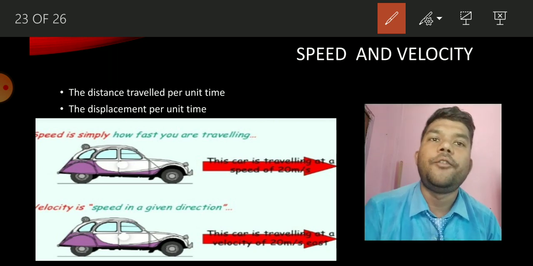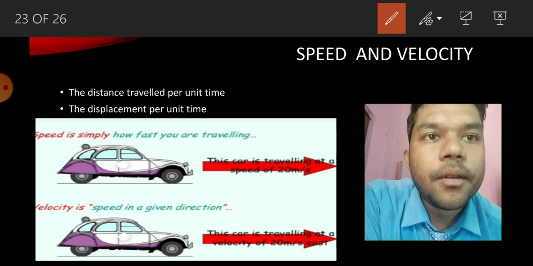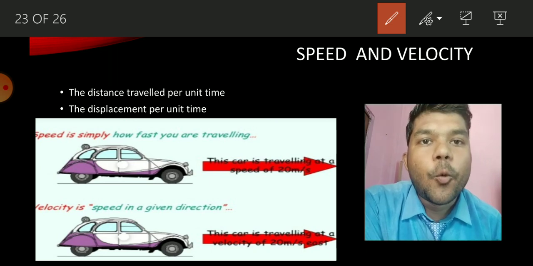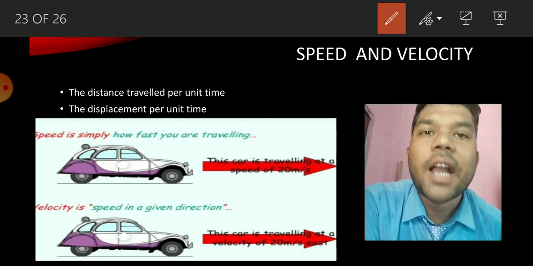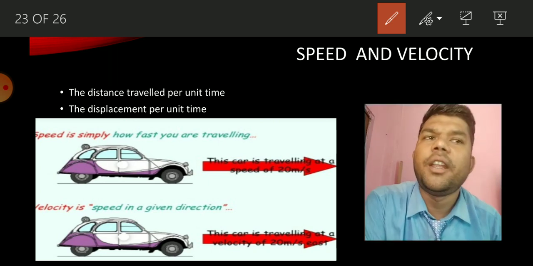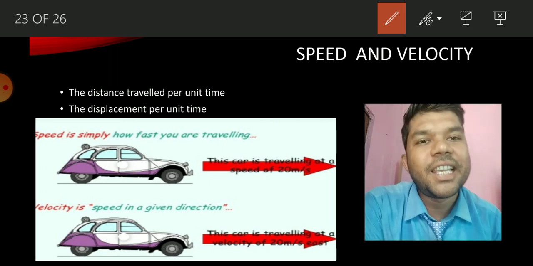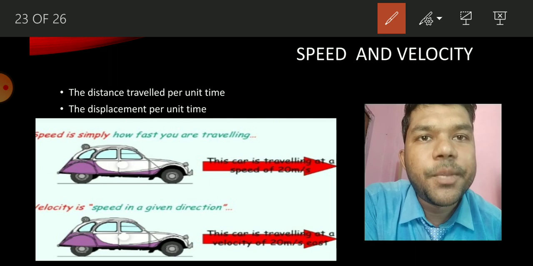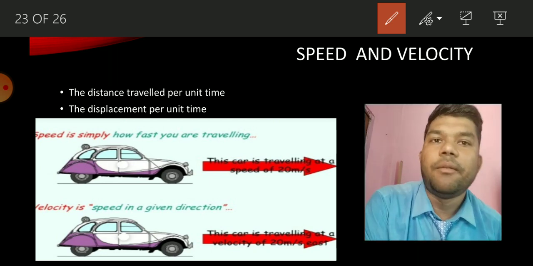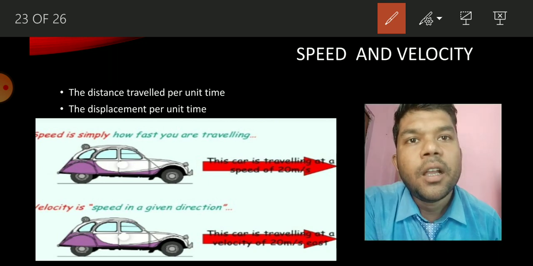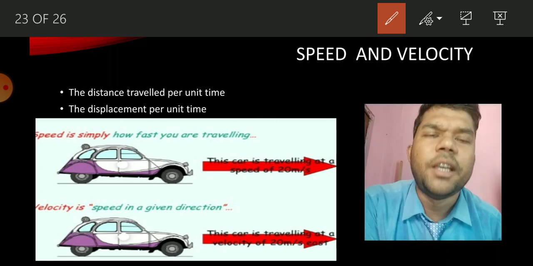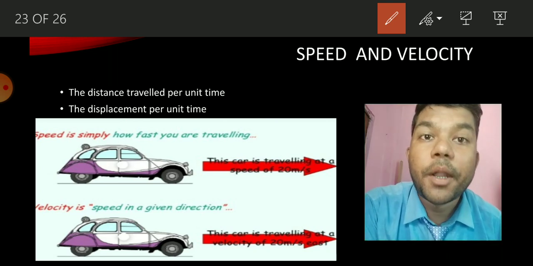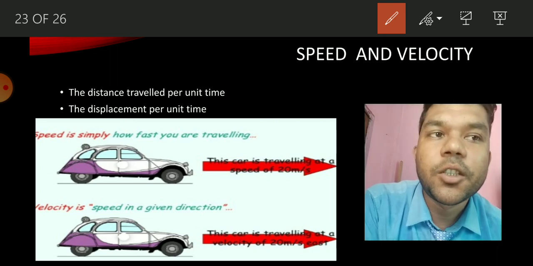For example, you can see in the figure there are two cars. Both are moving, but the difference is, the first car is moving in different directions, but the second one is moving in the same direction. It is also written there, speed is simply how fast you are traveling. If the speed is 90 km per hour, you are very fast. If 40, slow. But velocity is the speed in a given, certain direction.